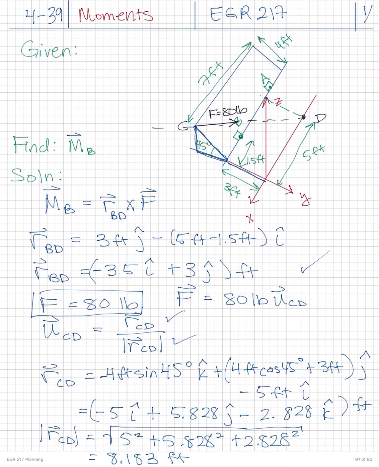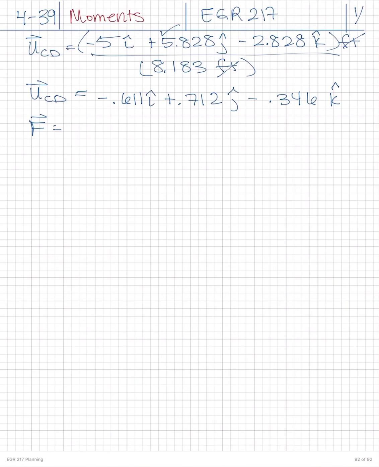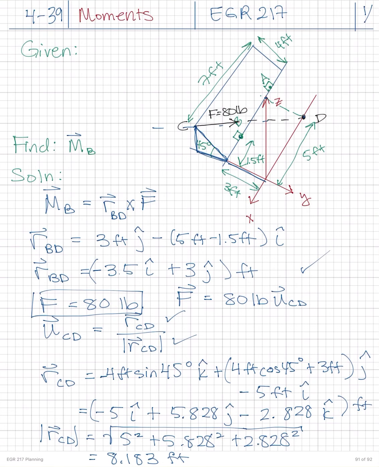And let's see, so now we have F. So F equals 80 pounds times that unit vector from C to D. So that's going to be 80 times each of those, so 0.611, 48.88I, that's negative, plus just did 0.712 times 80, which is 56.96J, and then minus, so that's 0.346 times 80, 27.68K, and that'll be in pounds. So now we can set up our determinant, right?